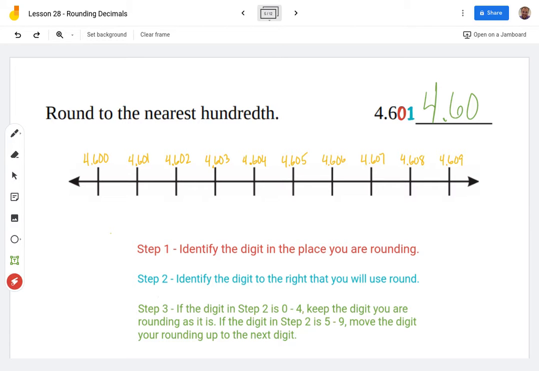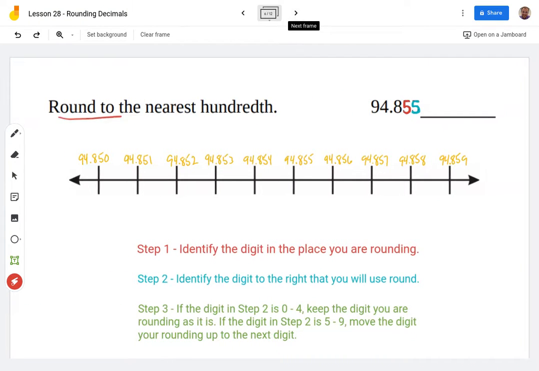And again, let's make sense of this on the number line. We are given 4 and 601 thousandths. The distance between 4 and 601 thousandths and the next number down is simply 1 thousandth. It's this distance here, which is much less than this distance here between our number 4 and 601 thousandths and the next number up, 4 and 61 hundredths. And so because it's closer, we round down or we keep the number as it is, 4 and 6 tenths or 4 and 60 hundredths.